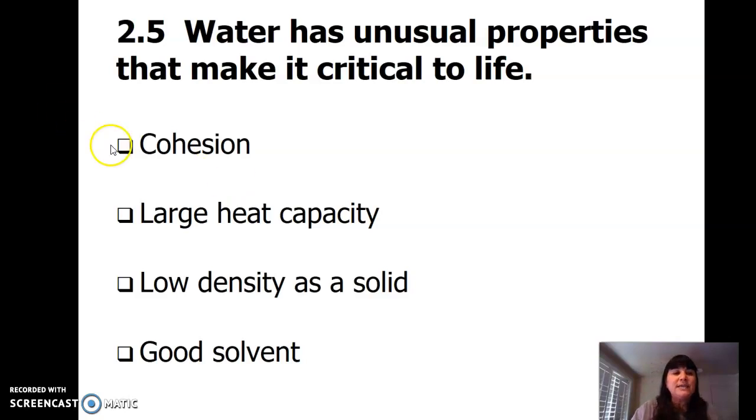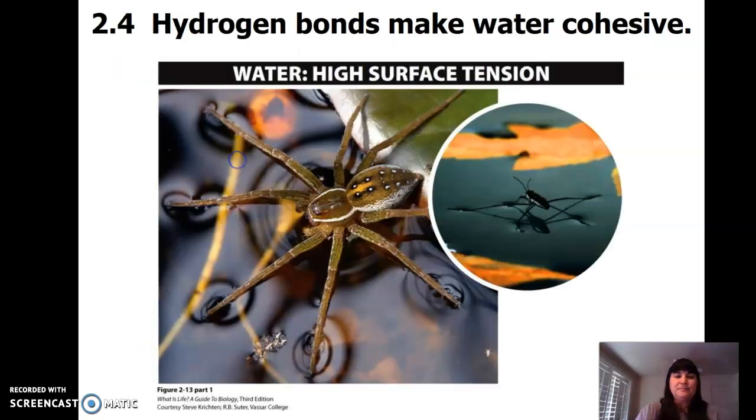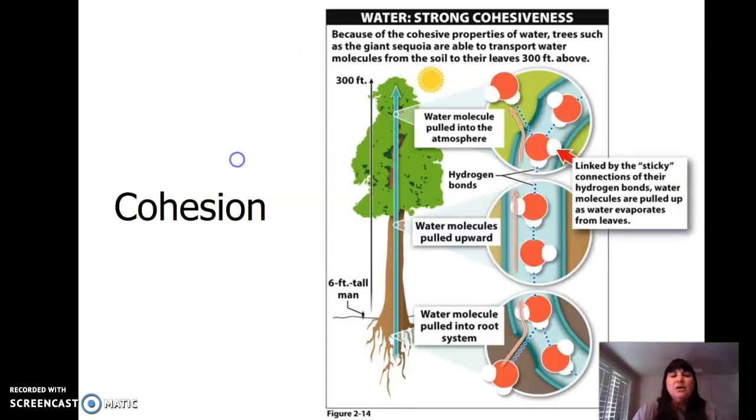Okay, so cohesion, right? What do you think cohesion means? Think of the words. Always think of the words. What do they mean? Cohesion. It's cohesive. Cohesion means the water molecules want to stick together, yeah? If water molecules want to stick together, why is that important?